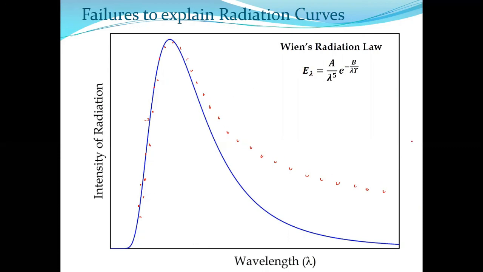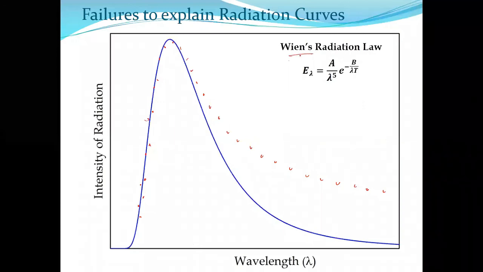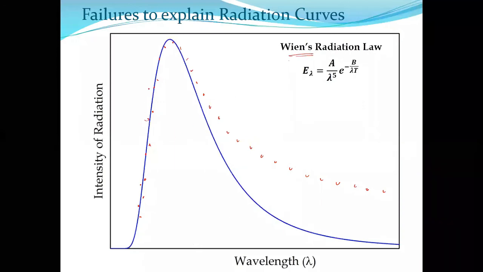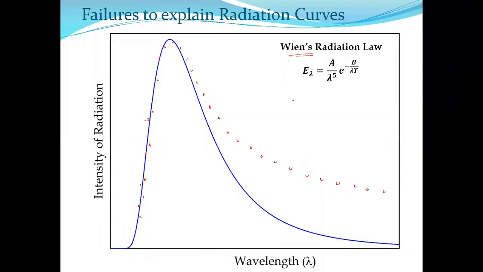You observe one thing: at the lower wavelength side it matches well, but at the higher wavelength side it deviates from the experimental data. So Wien's radiation law is very good only at the lower wavelength side. Get it clear? We can use Wien's radiation law only at the lower wavelength side. For this region we can utilize Wien's radiation law.